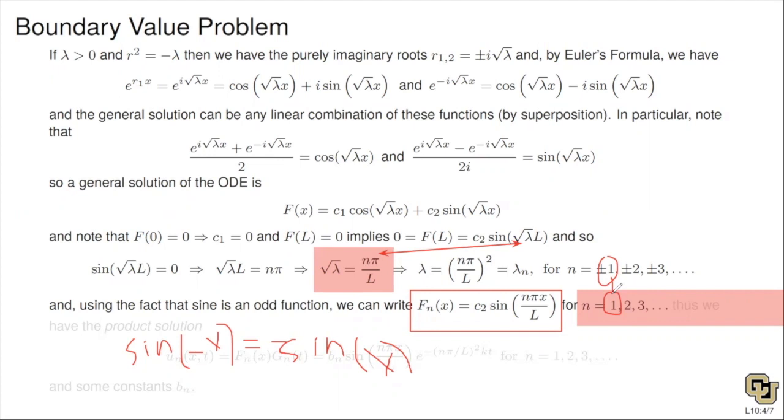So each eigenvalue gives us a different basis for a solution space, right? That's where the infinite bases come from. Okay, got it. Thank you. Yes, you're right on.